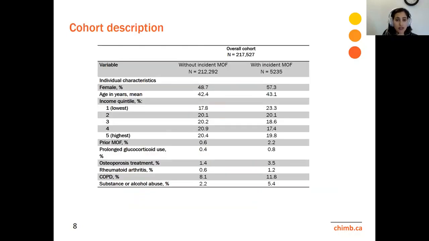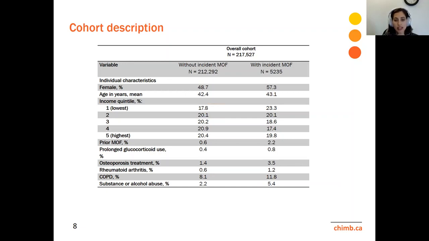Moving on to the results, our cohort included just about 218,000 individuals who were followed up for a median of 11 years. During follow-up, we identified 5,235 incident MOF cases, which included 234 hip fractures. This table summarizes baseline characteristics stratified by the outcome, which is incident MOF.